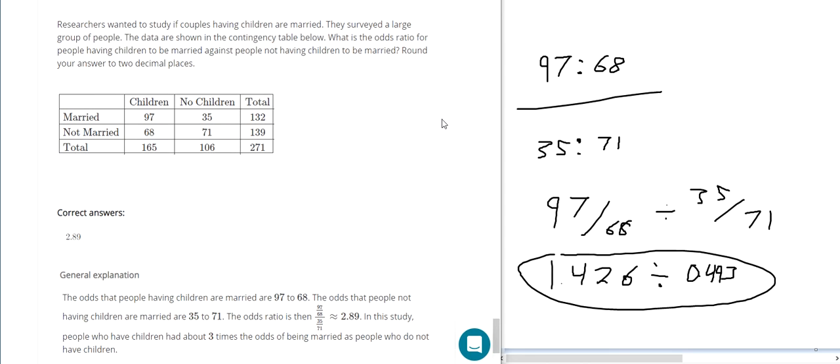Okay, so for these questions, state the odds for the first statement. So the odds of people having children to be married, it's 97 to 68. 97 people have children and are married, compared to 68 people that have children and are not married. Right? And then people not having children to be married. 35 people do not have children and are married. Compare that to 71 people that do not have children and are not married. And then when you divide those two, you get yourself your odds ratio.